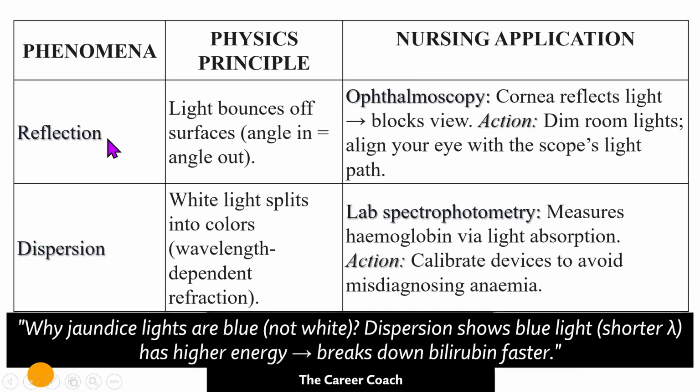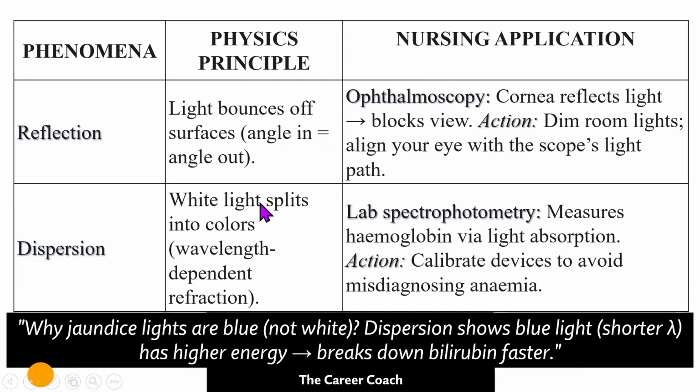Reflection is a phenomenon in light. Physics principle: light bounces off surfaces. Angle in equals angle out. It is applied in ophthalmoscopy. In ophthalmoscopy, the cornea reflects light, leading to a blocked view. Action: dim room lights. Align your eye with the scope's light path. So that's what the nurse must do.